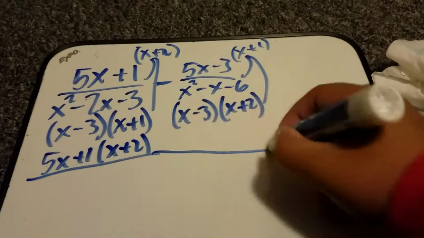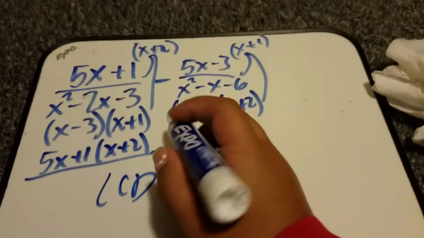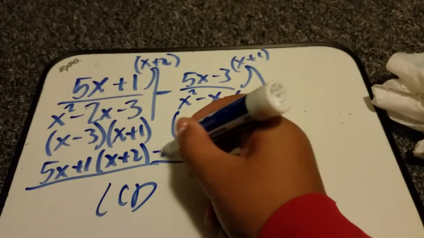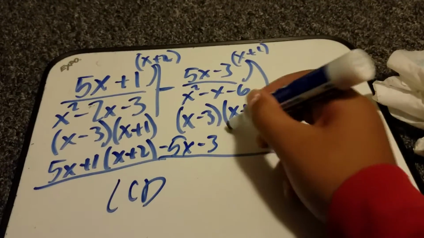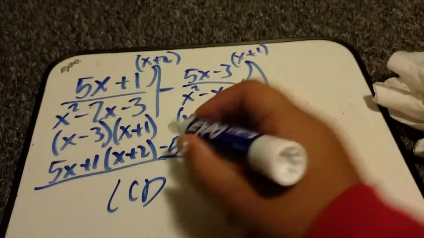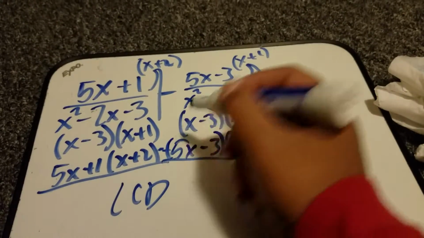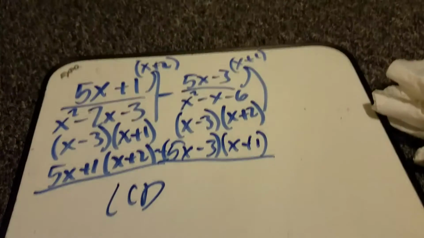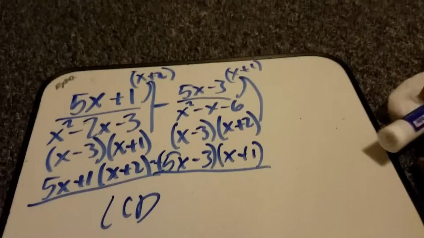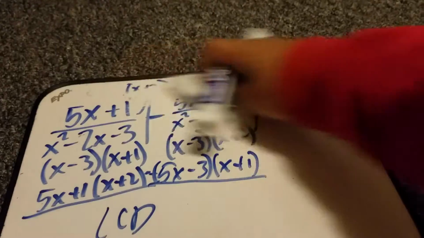5x plus 1 times x plus 2 over least common denominator minus 5x minus 3 times x plus 1. Now this minus is not multiplied in, so you would have to multiply it in. So let's erase that.